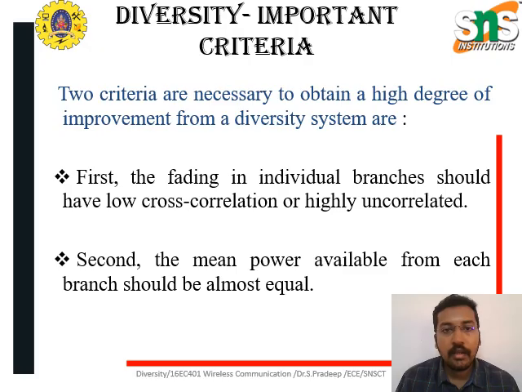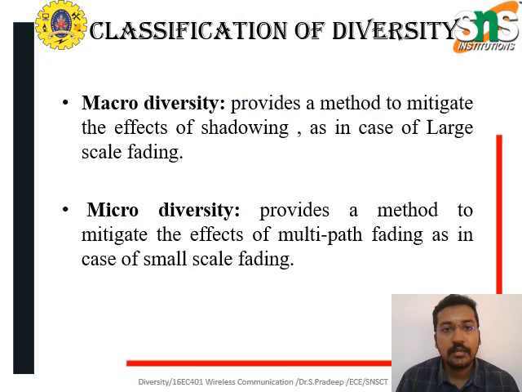The criteria for diversity techniques are: first, the fading in individual branches should have low cross correlation, or be highly uncorrelated. Second, the mean power available from each branch should be almost equal. It is used to improve reliability by exploiting multiple statistically independent paths for transmitting the same signal, mitigating the effects of fading and interference. These techniques are crucial for achieving reliable wireless communication, especially in challenging environments where signal quality can degrade. The classification of diversity is macro diversity and micro diversity.